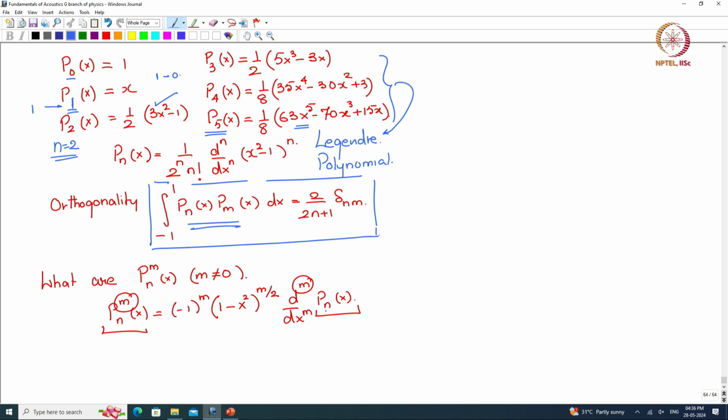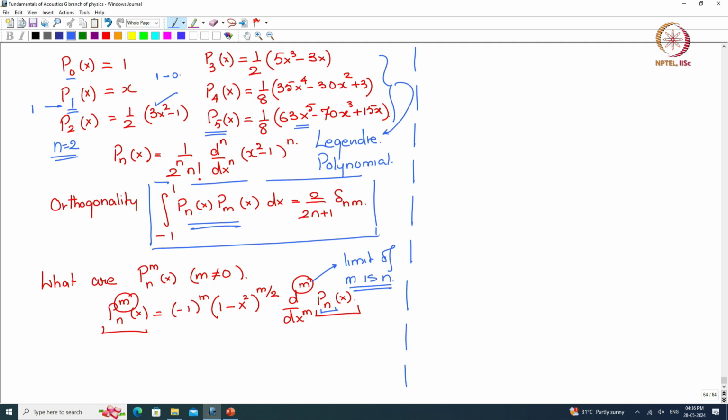So if there is an n, m can go only up till n. The limit of m is n. This is important to remember. Because in the final summation we have to sum over m also, and so m will sum from minus n to plus n.